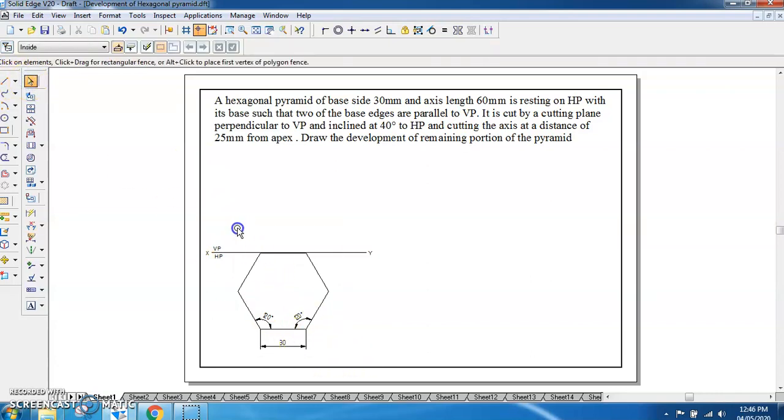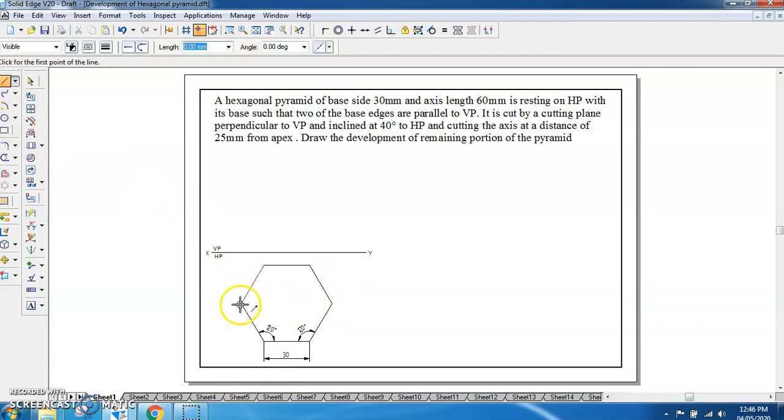It should not touch the XY line. So I'll take it a little bit down. So this is the hexagon what we have got. So once you have got the hexagon, you can connect the points from this end to this end, this end to this end, and this end to this end. So you will be getting the center as well as you will be getting the slant edges of hexagonal pyramid when you see it from the top.